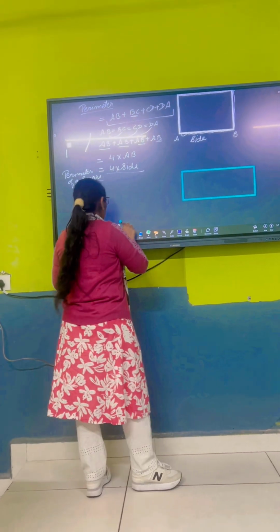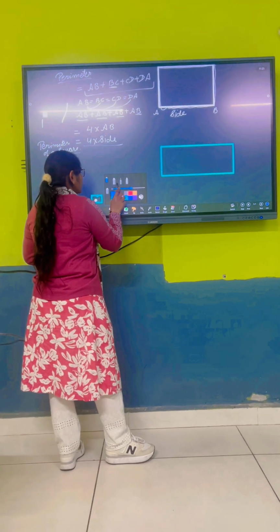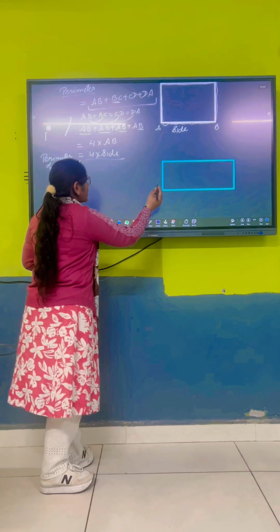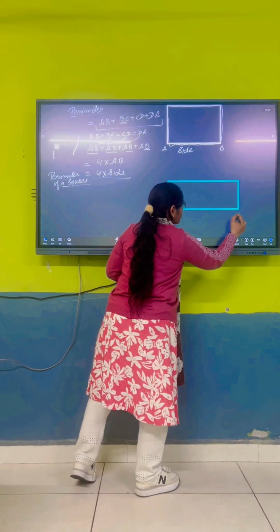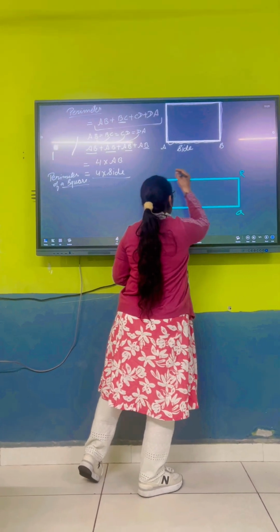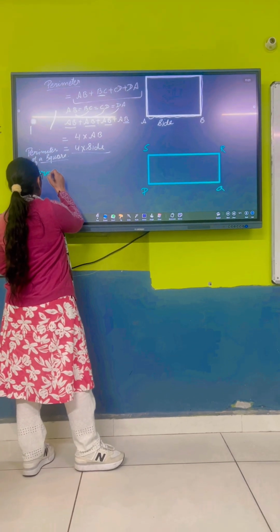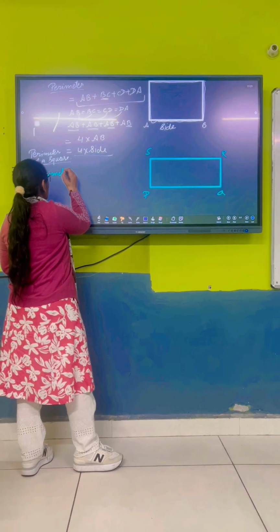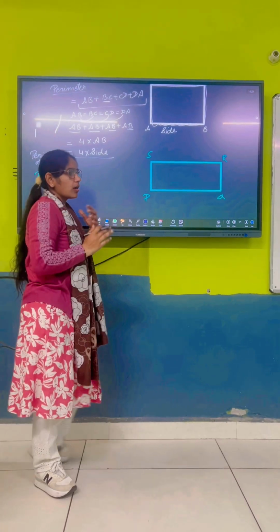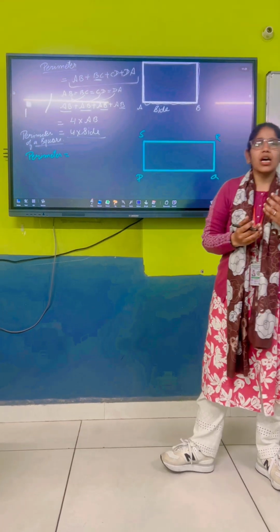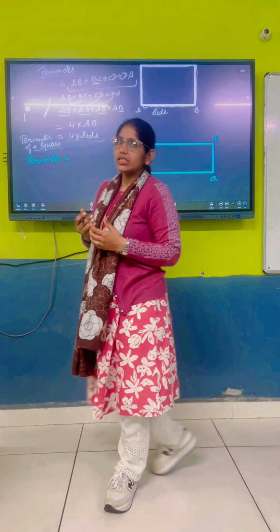Suppose this is a rectangle PQRS. We have to find the perimeter of this rectangle. The perimeter is the sum of the lengths of all the sides.